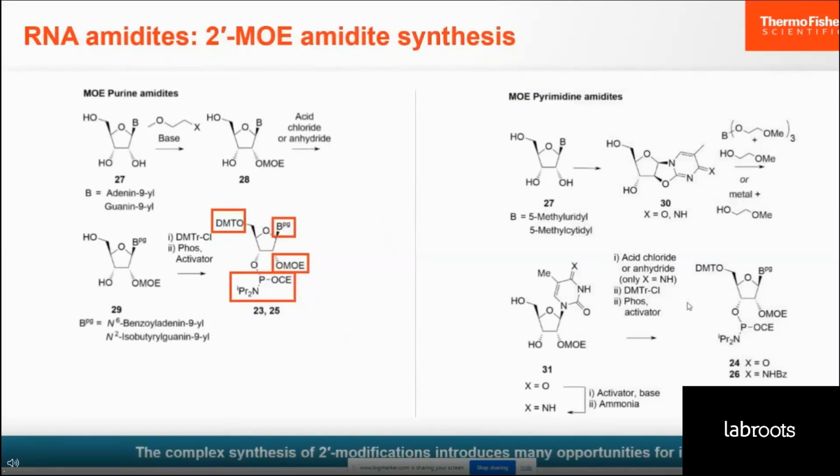So if we take a look at other types of amidites, in this case 2' modifications such as 2' MOE, this synthetic step makes this material more complex as well, with the addition of a new functional group in this 4th area on the 2' position.